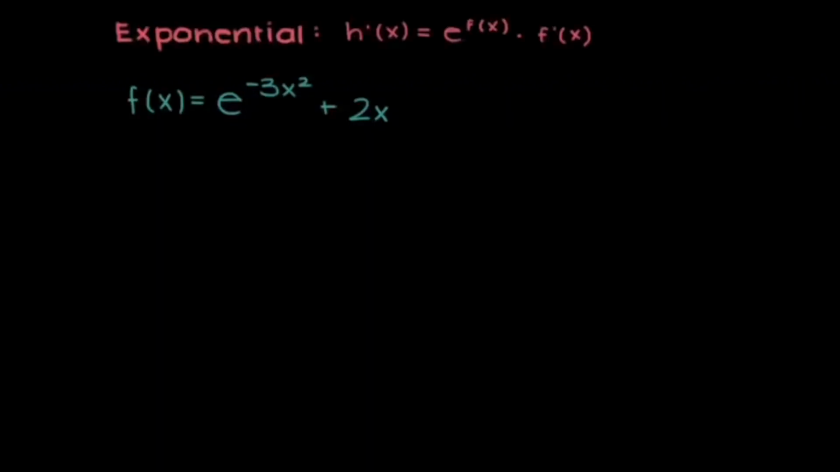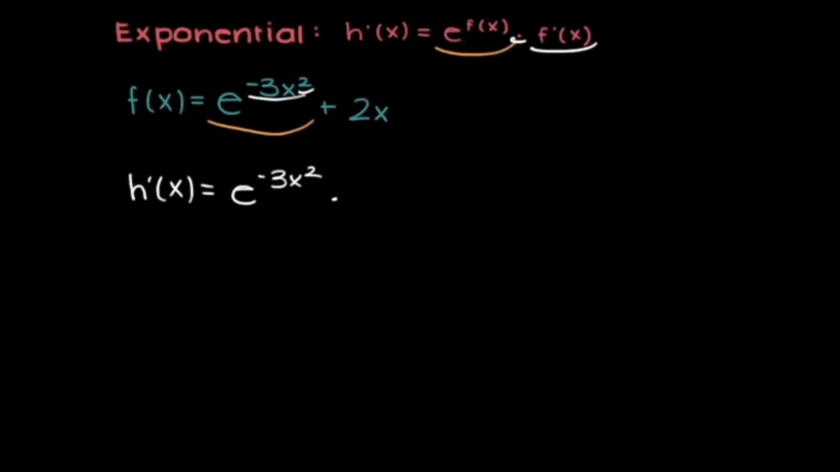To solve this problem, I'm going to be using the exponential rule, which states that h derivative of x equals e to the f of x times f derivative of x. So first we need to understand that the first term stays the same. So first we will write it as h derivative of x equals e to the negative 3x squared, and then we would multiply by the derivative of this term.